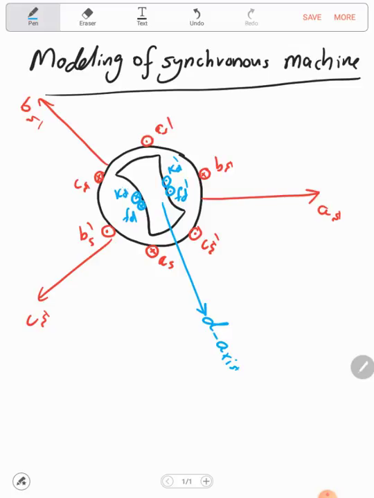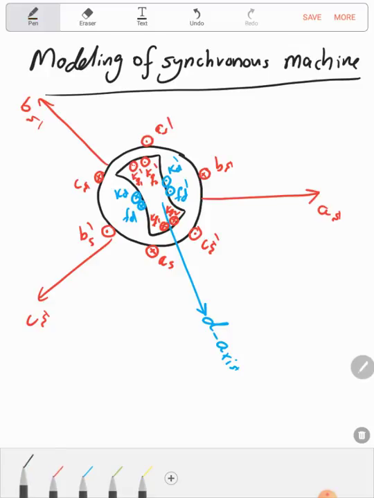And let's assume that we also have two damper windings in the Q axis. So let's assume this is the first damper winding, KQ1, and the second damper winding, KQ2. So this will be KQ1 dash, and this will be the KQ2 dash.